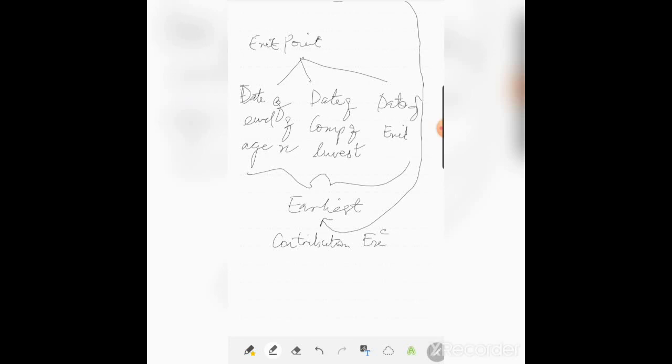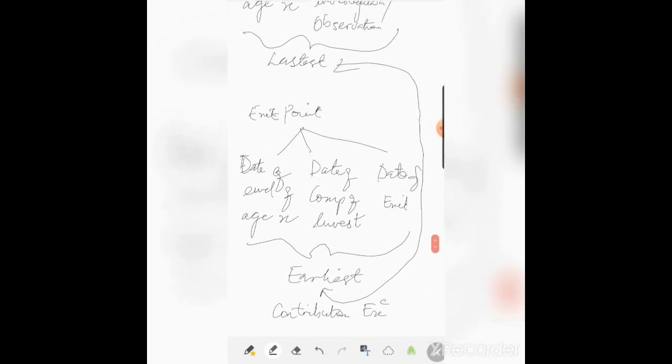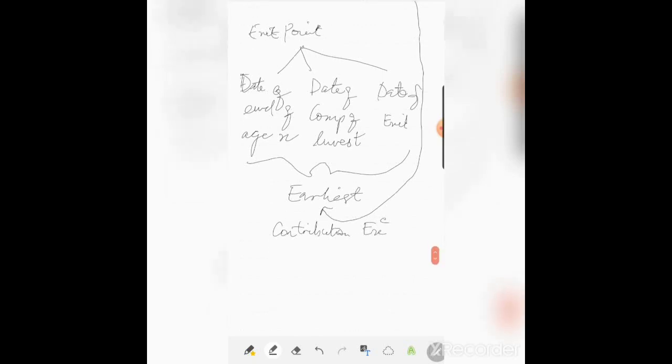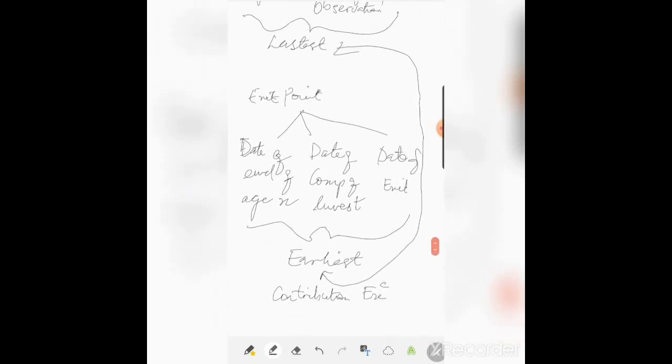So the requirement is the difference between the exit point and the entry point. Even if the entry point is 0, we can take the contribution to the central exposed to risk for the age x directly as 0 itself. So that is the way we compute the central exposed to risk. I'm purely looking at the dates, and based on the dates I compute the contribution to the central exposed to risk.